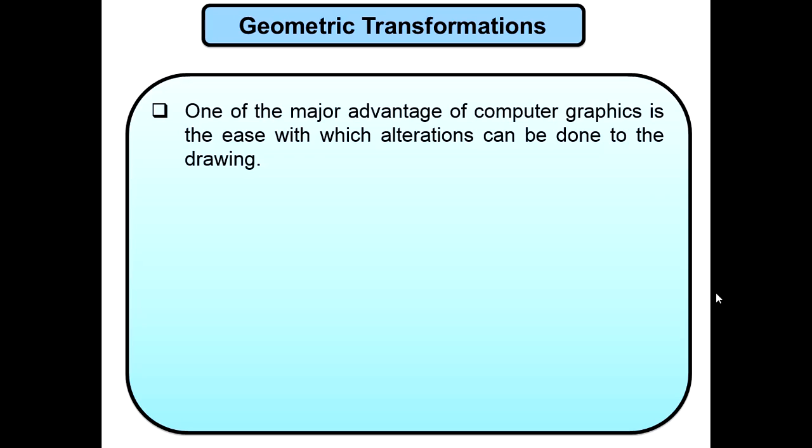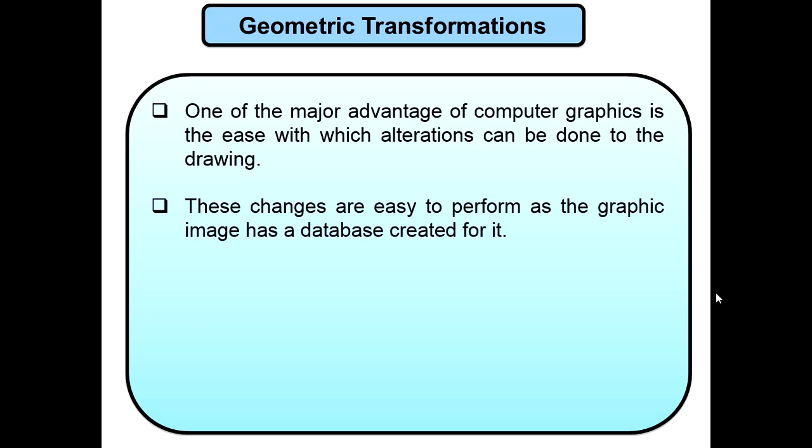Suppose you have given a dimension of say 100 mm and you want to change it to 90 mm, you can easily change it. You can easily change the shape also, or the dimensions. That is the advantage of computer graphics. So these alterations can be done very easily in the drawing with the help of computer graphics. That is the one big advantage in graphics. These changes are very easy to perform on the graphic image.